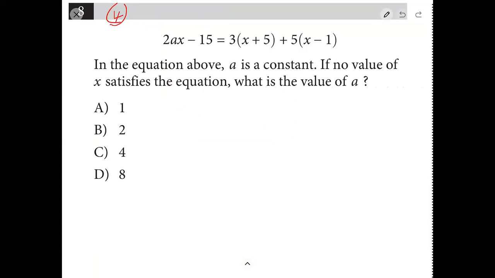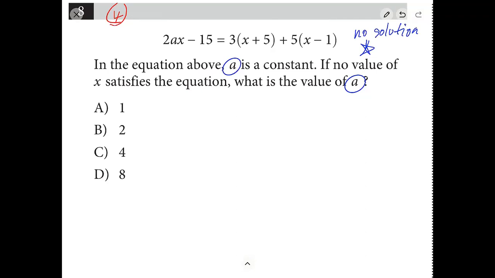It's saying in the equation above, A is a constant. If no value of X satisfies the equation, what is the value of A? So they're saying that this equation has no value of X that will make this equation a true equation. So basically what they're saying is this has no solution. So this one has no solution, all right? So what we're going to do is go to the calculator and enter it.